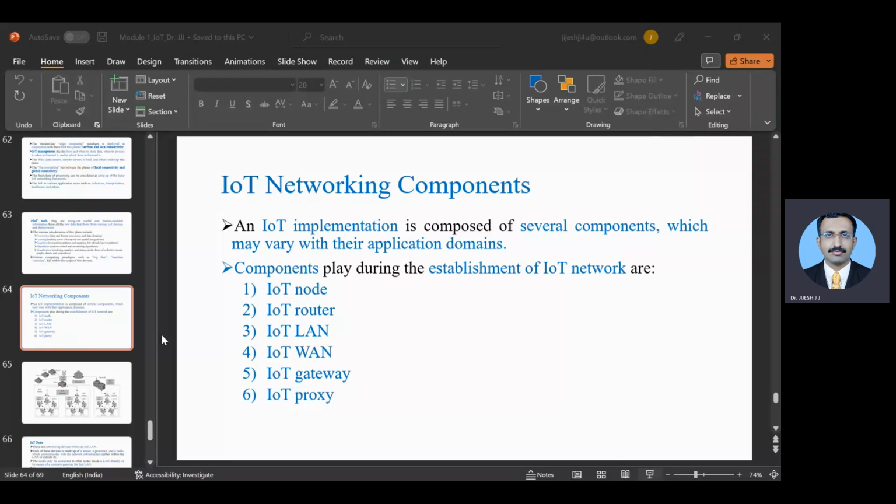So, let us discuss the last topic of this module, that is IoT networking components. Most of the topics in IoT networking components we are already familiar with from one topic or another before. So, what is IoT implementation? It consists of several components.